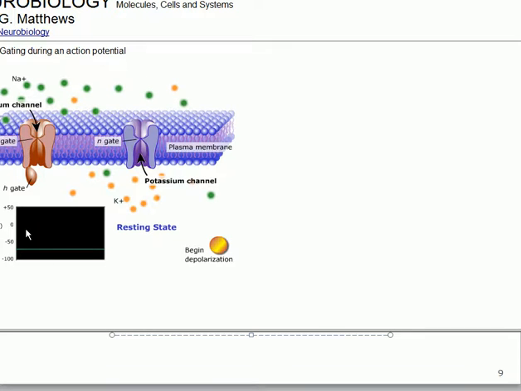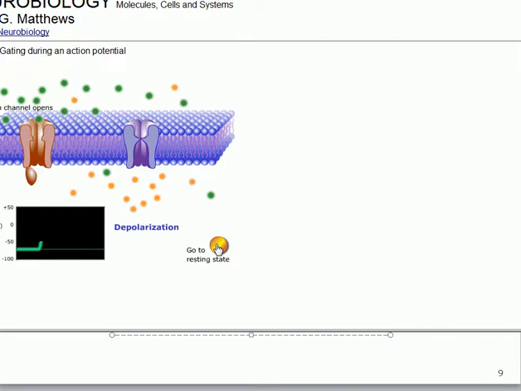So as we go, you can see here what's going to happen to the voltage. At the beginning, when the sodium channel is open, voltage is going to get more positive. At the end, as the potassium channel is open and the sodium closes, it's going to get more negative. So let's go ahead and start. So now the sodium channel opens, sodium comes in, and then closes, refractory. Potassium channel opens, potassium goes out, and you come down here, and now it resets.